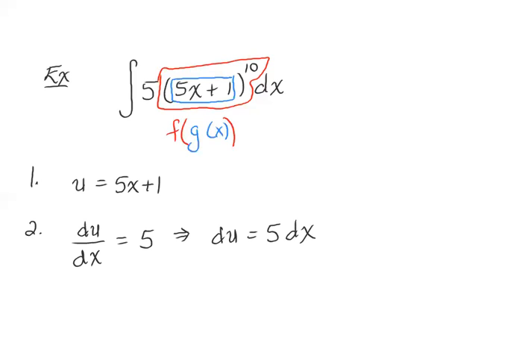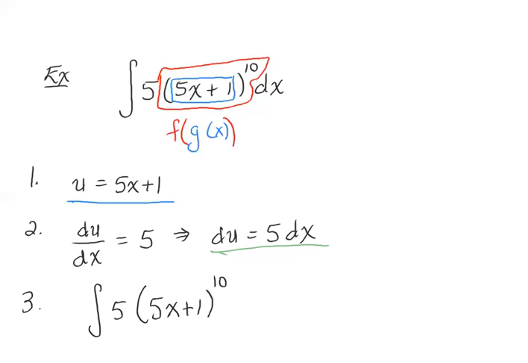So I have an expression for u, and I have an expression for du. I'm actually going to call this blue term. Maybe I'll notate this one in green. Okay. So at that point, I can substitute. The integral of 5 times 5x plus 1 to the 10th power dx. All right, let's see here.